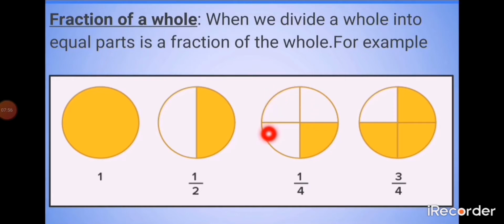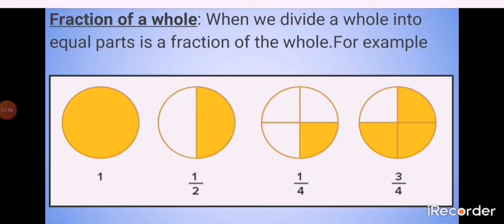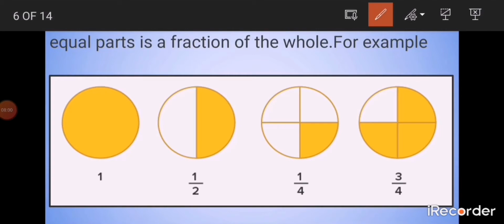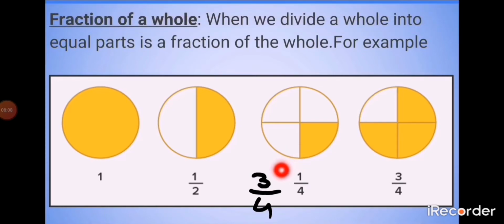And how much is uncolored? 1, 2, 3. 3 parts out of 4 are uncolored. So we can also write here 3 out of 4. Remember, you always write the denominator first, the total parts. Then you write the numerator, the taken parts or taken collection. So 1 by 4 is the colored fraction and 3 by 4 is the uncolored fraction of this shape.